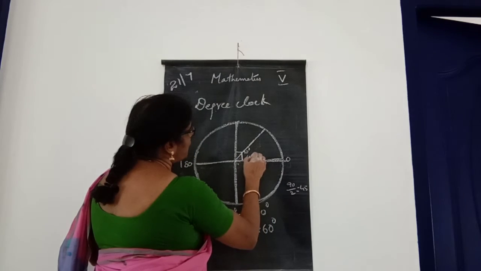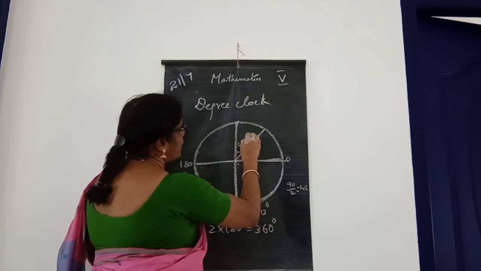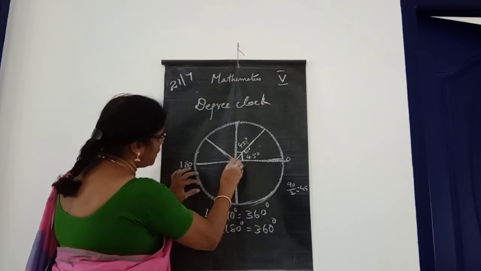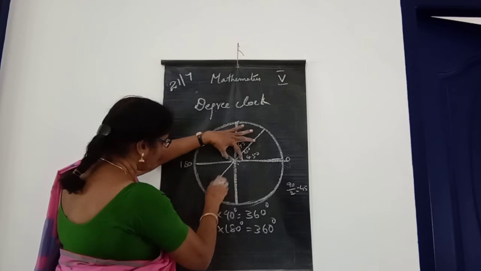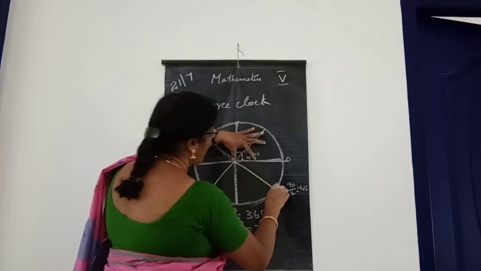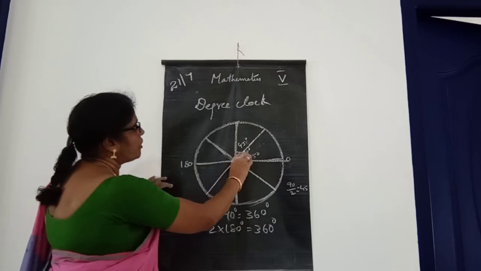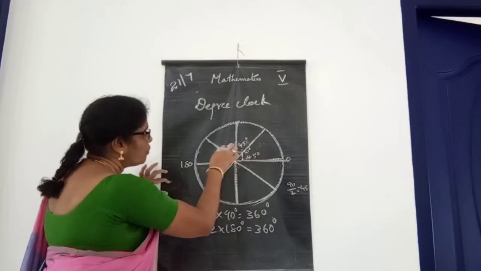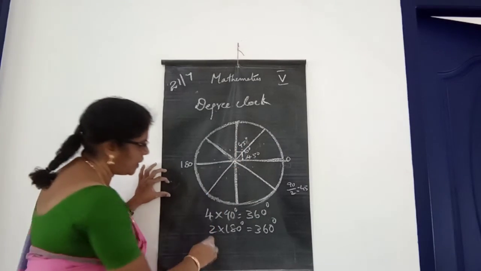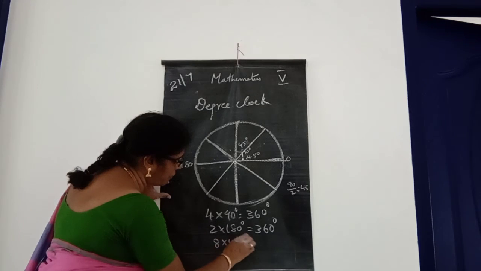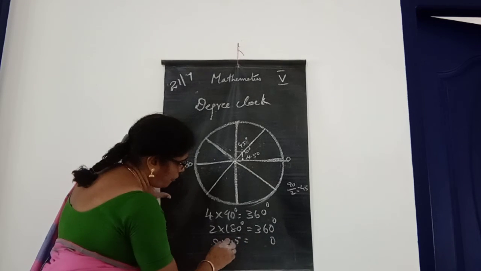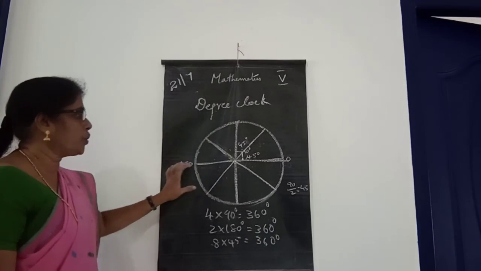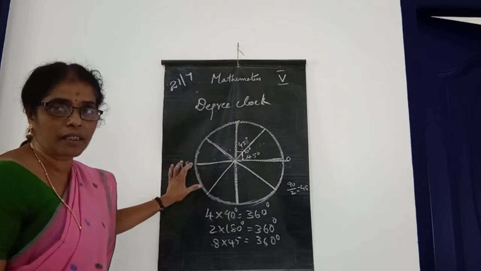So this one is the 45 degree, and this one also 45 degree. And here also you will get 45, and here another 45. Here also you will get another 45. Look here. 1, 2, 1, 2, 1, 2, 1, 2, 45 degrees means 2, 4, 6, 8, 45 degrees. 8 into 45. What is 8 into 45, children? 8 5s are 40. Remaining 4. 8 4s are 32 plus 4, 36. 360 degrees. Okay.